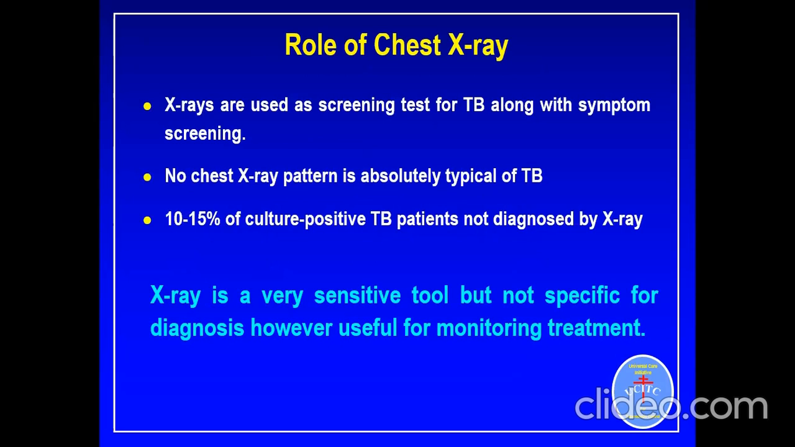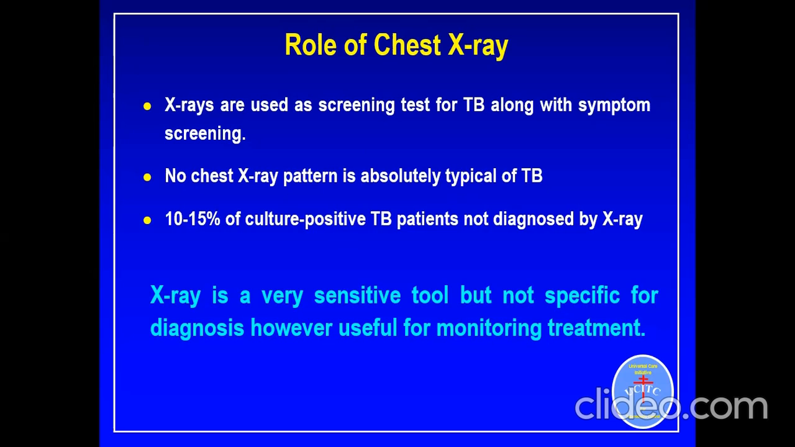Chest X-rays are used very commonly as a screening tool. Now what happens in active case finding scenarios, we normally go by symptom screening, the first 5 cardinal symptoms that we saw, along with a chest X-ray. If both these are suggestive of tuberculosis, then we go in for the specific sputum-based test. So they're used as screening tests, and there's no chest X-ray pattern which is absolutely typical of tuberculosis.